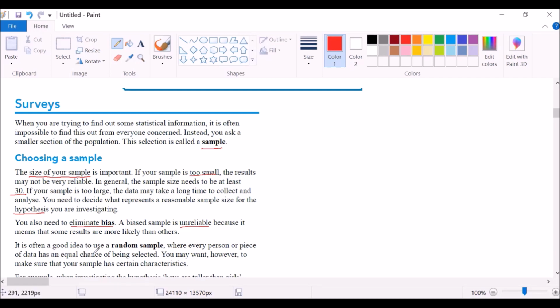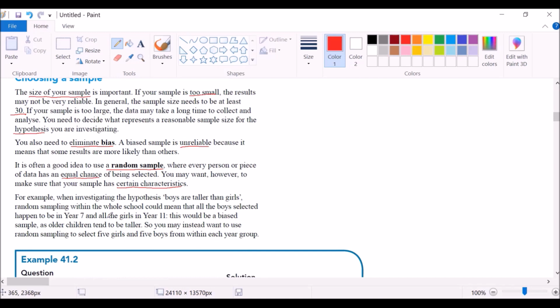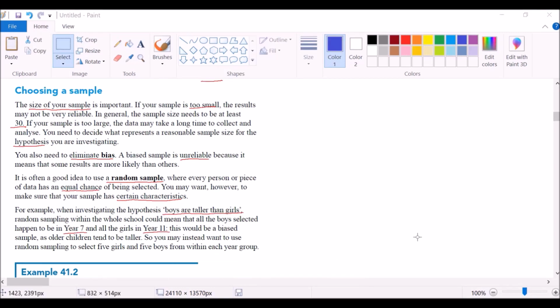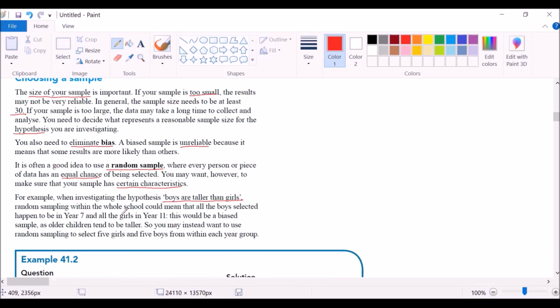So it is often a good idea to use a random sample where every person or piece of data has an equal chance of being selected. But at times, you may want your sample to have certain characteristics. For example, when investigating the hypothesis that boys are taller than girls, a random sample within the whole school could mean that all the boys selected happen to be in year 7 and all the girls are in year 11.